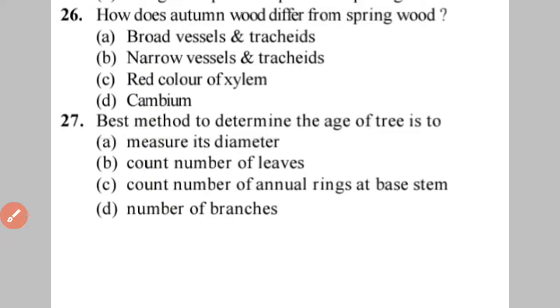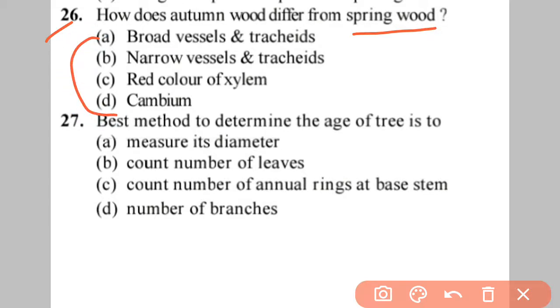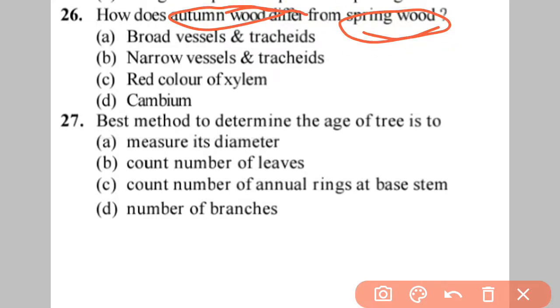Question number 26. So question number 26 is, how does autumn wood differ from spring wood? Options are given. First one is broad vessels and tracheids. Second one is narrow vessels and tracheids. The third one is red color of xylem. And the last one is cambium. So basically autumn wood differs from spring wood in narrow vessels and tracheids. Okay, so option B is correct.